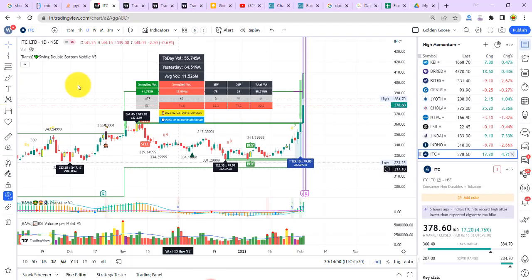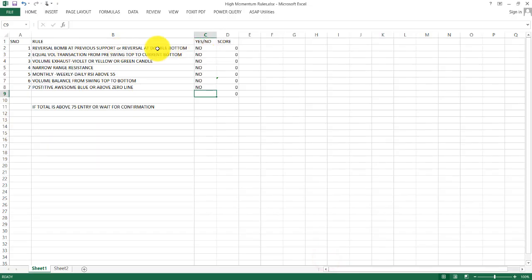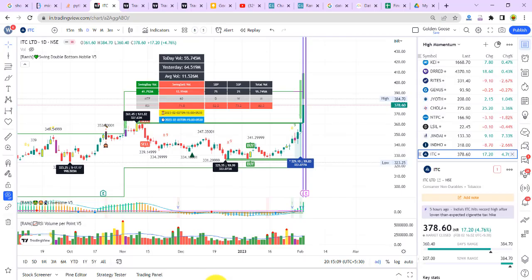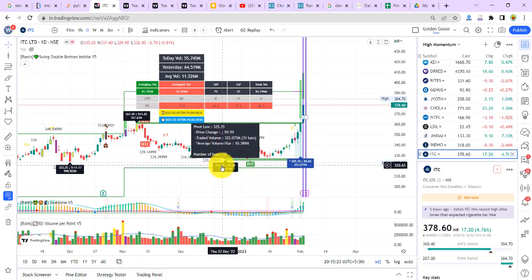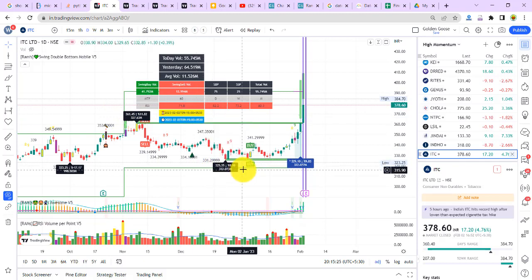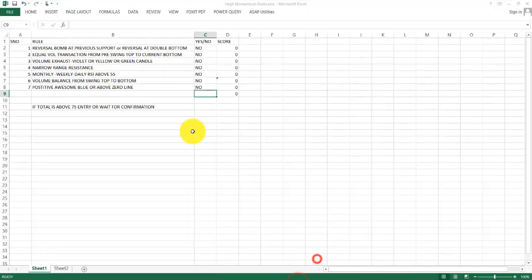Like, see, this is the stock we saw this morning. Now the first rule is reversal bomb or reversal at double bottom. Here there is no reversal bomb, but the average period for the top reached is 24 days, and the bottom reached in 32 days. There is no reversal bomb, but we can see a double bottom here. So we can see the double bottom. That's why I'm entering yes.